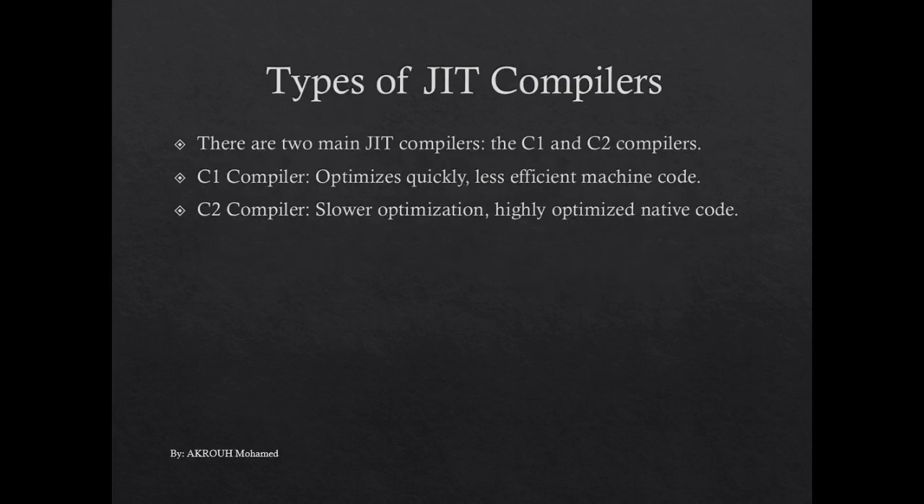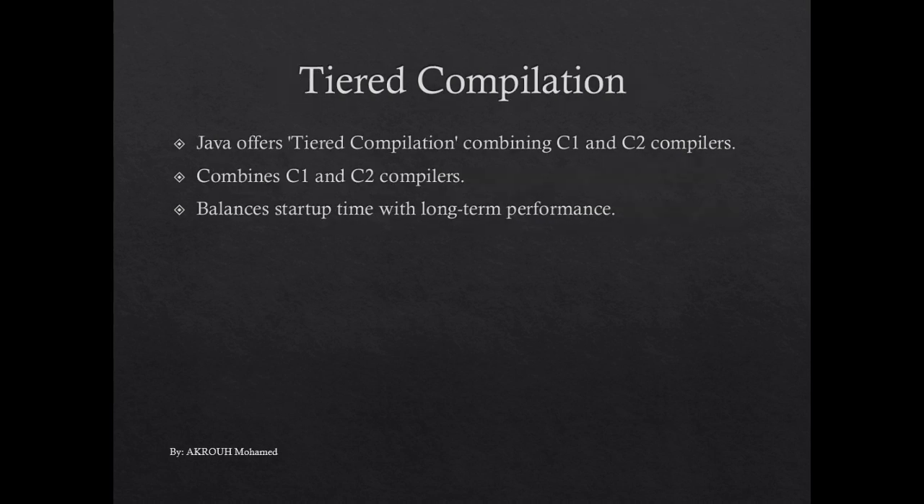There are two main JIT compilers, the C1 compiler and the C2 compiler. The C1 compiler works quickly but doesn't generate the most optimized machine code. On the other hand, the C2 compiler takes more time to optimize but results in highly efficient native code. Java offers tiered compilation, which merges the strengths of both C1 and C2 compilers. Initially, the C1 compiler ensures faster startup times, while the C2 compiler gradually optimizes critical code paths over time, providing a balance between quick startup and long-term performance.